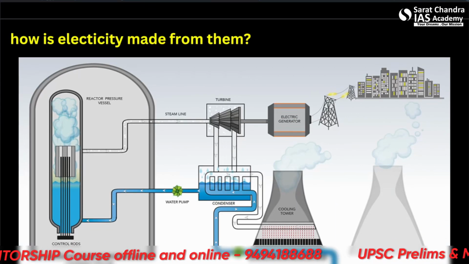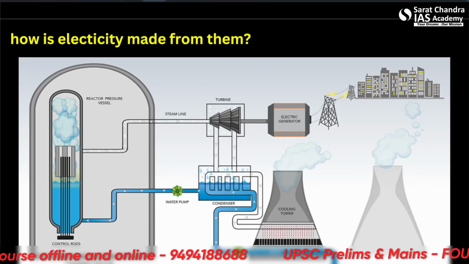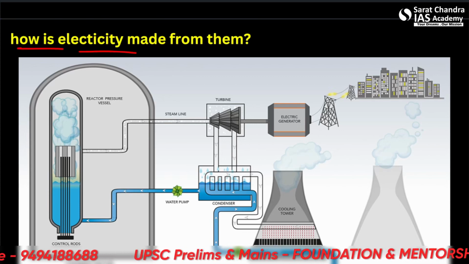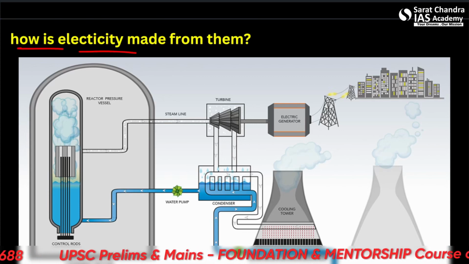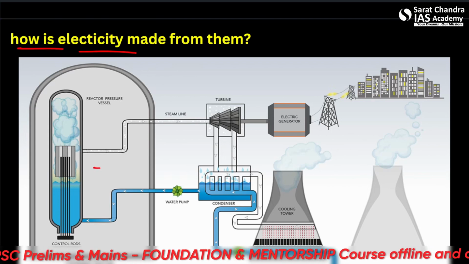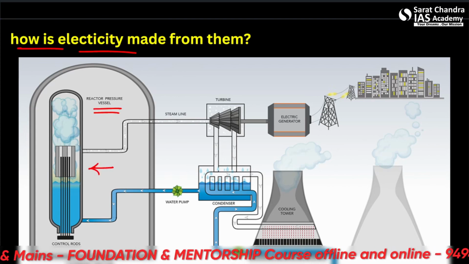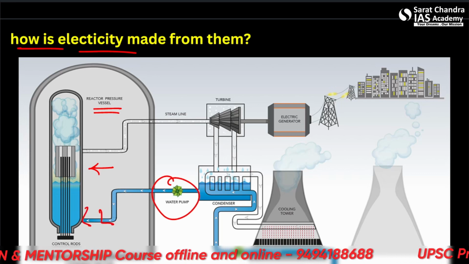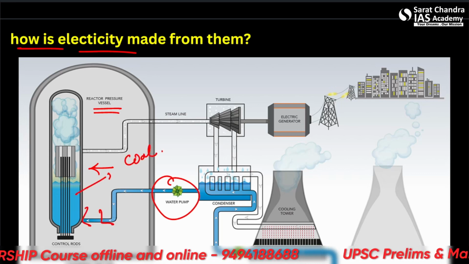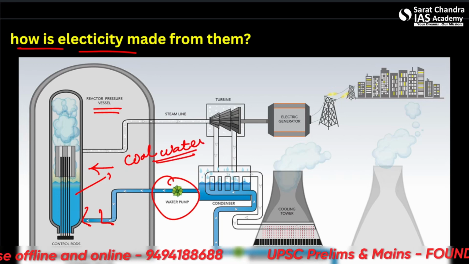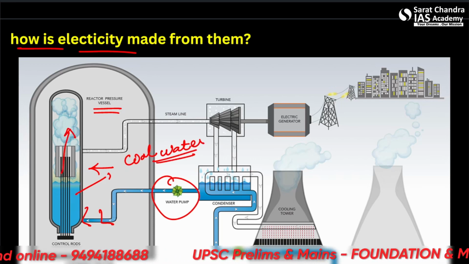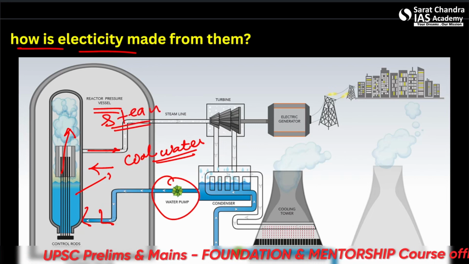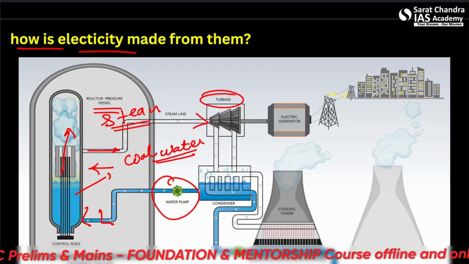One more thing we need to know is how electricity is eventually made from these nuclear fission reactions. So this is how it works. The nuclear reaction takes place here, with control rods, etc. This is the reactor pressure vessel, and it boils the cool water that is pumped from here. So this is the cool water. The energy is finally conducted into this water, and it produces steam. That steam flows through here, and it moves these turbines mechanically.